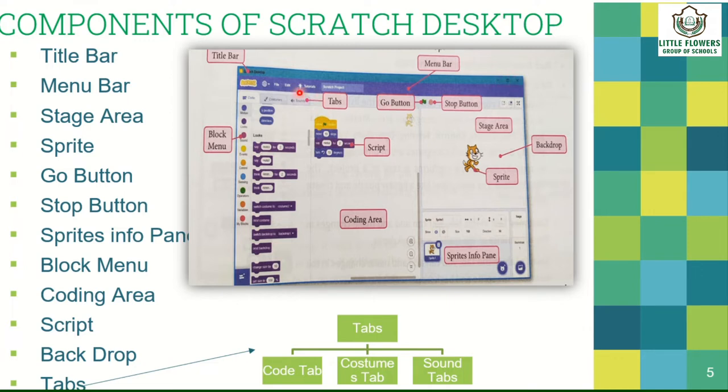Next we move on to the menu bar. The menu bar contains options and commands related to the project that you create in Scratch. These options are file, edit, and the name of the Scratch project. You can open a new project with the help of the file tab, or if you want to edit your document, you just go with the edit tab.